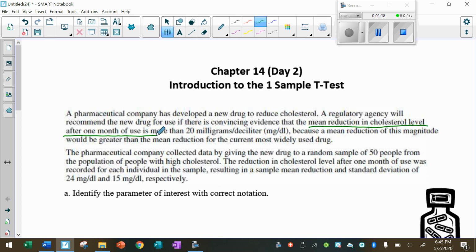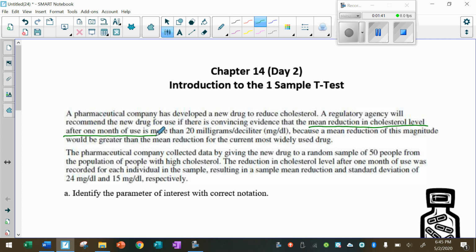used drug. A pharmaceutical company collected data by giving a new drug to a random sample of 50 people from the population of people having high cholesterol. The reduction of cholesterol level after 1 month of use was recorded for each individual. The resulting sample mean reduction and standard deviation were 24 and 15 respectively.